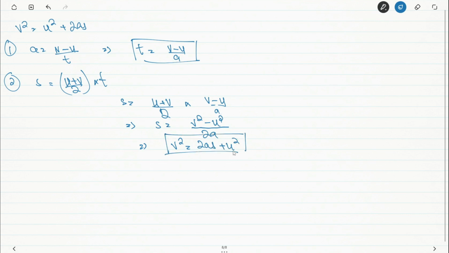So these were the derivations of our equations. And the practice will be done, as I said, in the past papers.